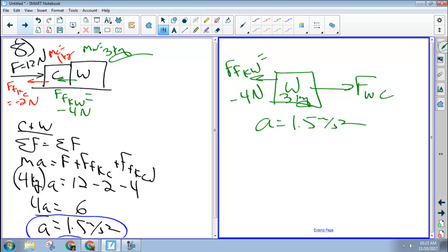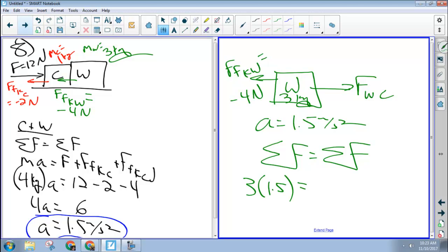Good. And so we solve this thing by using net force equals net force. So let's see. Mass times acceleration is 3 times 1.5 equals total force, which is force on the Wheaties by the Cheerios minus 4. And then solve it. Cool, you guys? All right, so that was number 8.